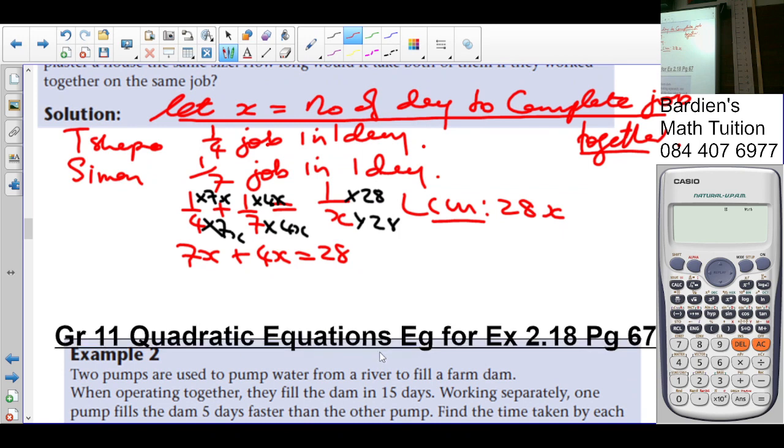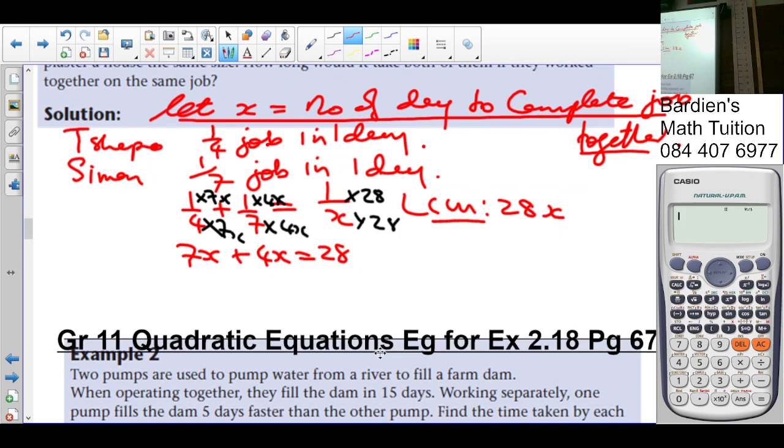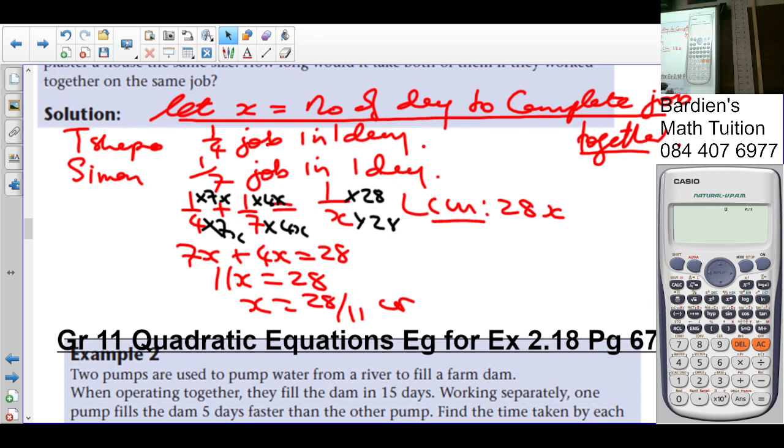Which means that is simply going to give us 11x is equal to 28. So x is equal to 28 over 11. Or, if I convert that to days, 28 over 11, so they give us 2.55 days.